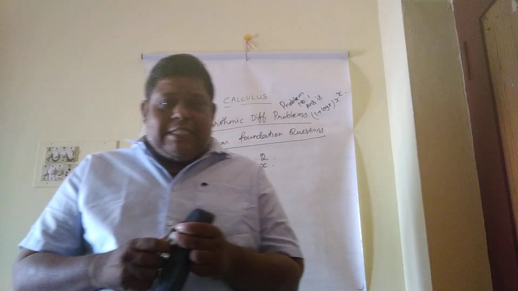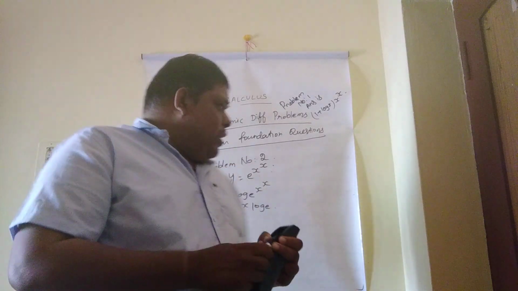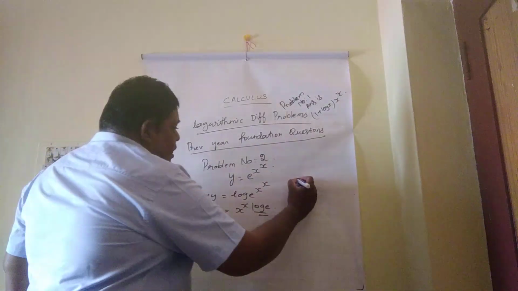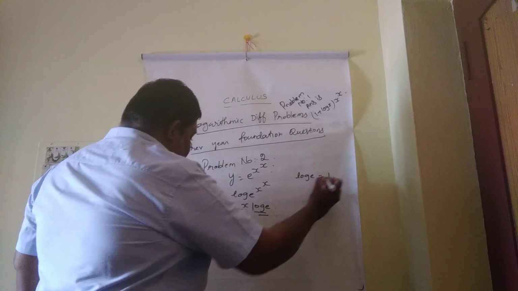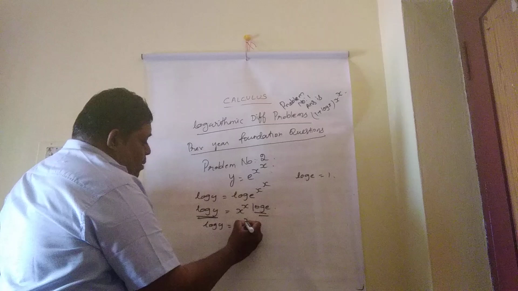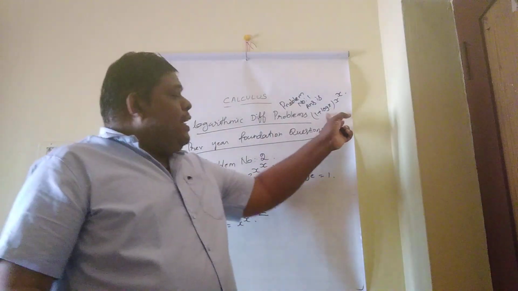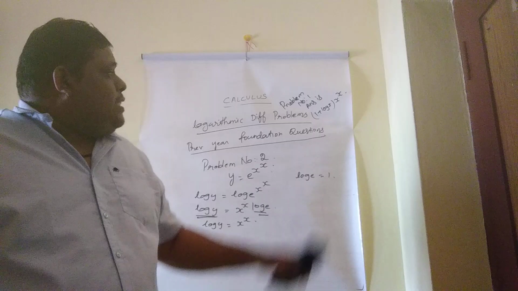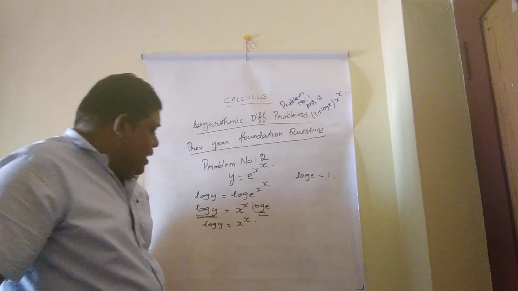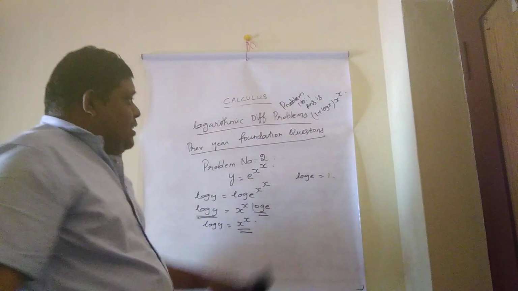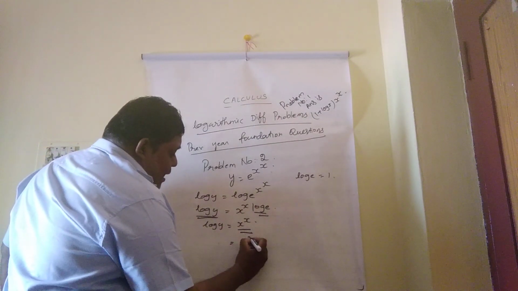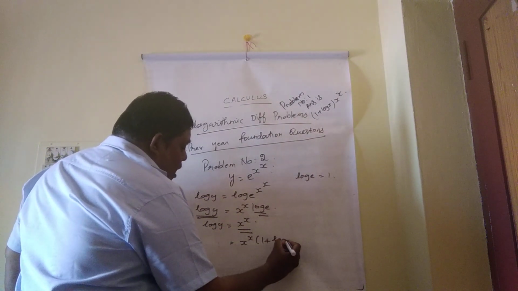Log 1 value is always 0. Log 10 value is always 1. So log e is equal to 1, and log y is equal to x to the power x. Already the differentiation of x to the power x is found. The right hand side answer is 1 plus log x into x to the power x. So x to the power x into 1 plus log x.